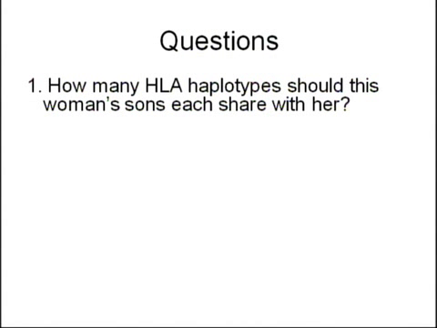We did these tests, and on the genes, which we're calling the HLA haplotypes, 2 of her sons had no record, none of mom's genes. So how many of the HLA haplotypes should this woman's son each share with her? I'll give you a hint. It's a number. How many of the haplotypes should the sons share with her?